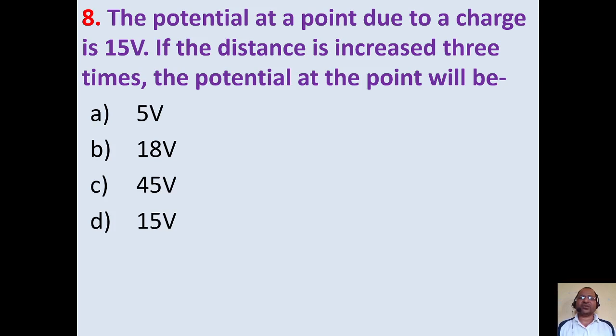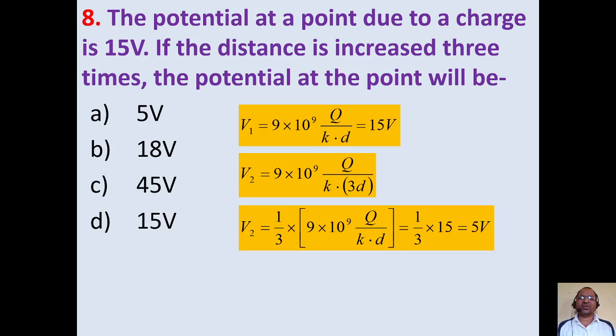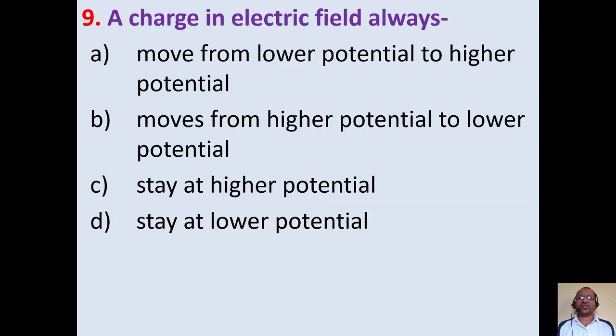Now we can find it out by an alternate way. So initially we can say V1 is equal to 15 volt. The distance is increased 3 times, so instead of d we write 3d. Rearranging, we can say that it is 1 by 3 of the initial value, that is 1 by 3 into 15, so it is 5 volt. So the answer is 5 volt. The charge in electric field always, so we have seen that charge always moves from higher potential to lower potential, so option B.